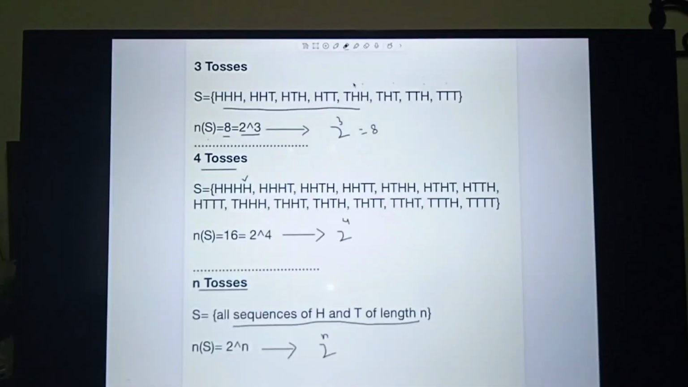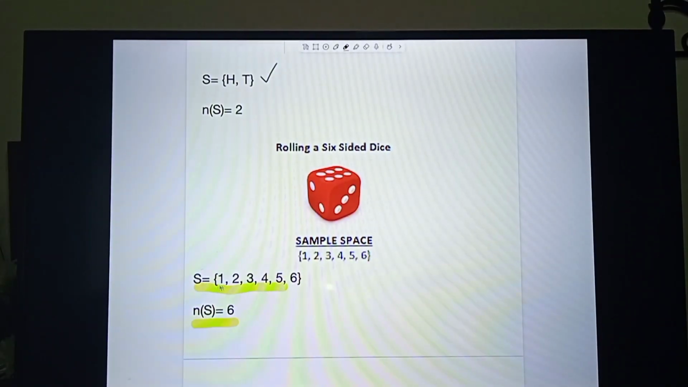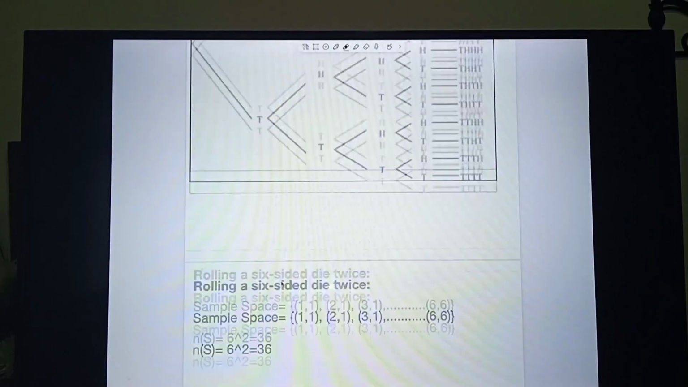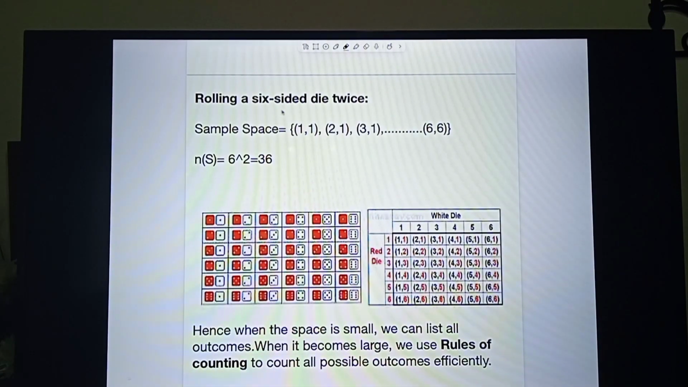Now we roll a dice once, and this was the sample space, which is all possible outcomes, the sample points in a sample space. Here we are rolling a 6-sided dice. Now what happens when we do this twice? Then the sample space will contain all pairs from 1,1 to 6,6.